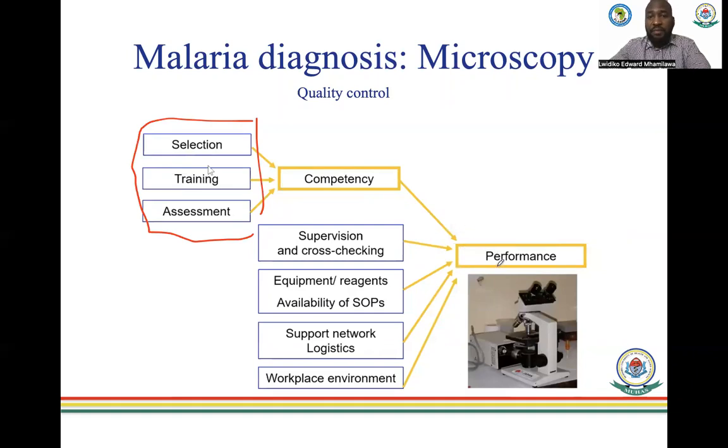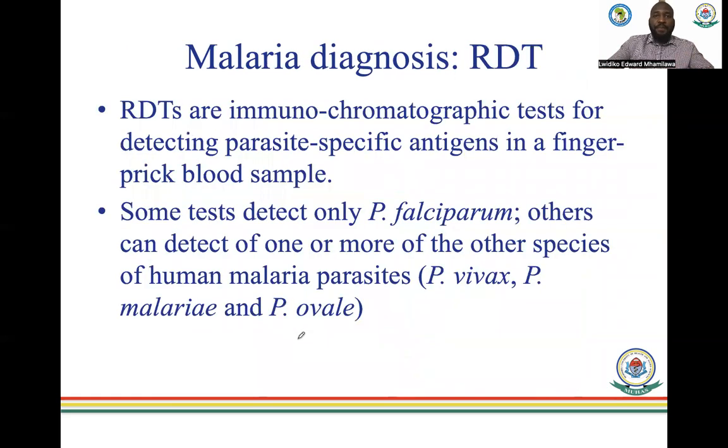But things that affect their performance: they could be competent, but if you have a lack of supervision or cross-checking, equipment and reagent issues, or you don't have SOPs in the lab, all this will affect the performance of the microscopy. Also when you don't have support or logistics networks where people can get back and forth and get support as they go on, and also the workplace environment severely affects this in case of a high workload, as we previously discussed.